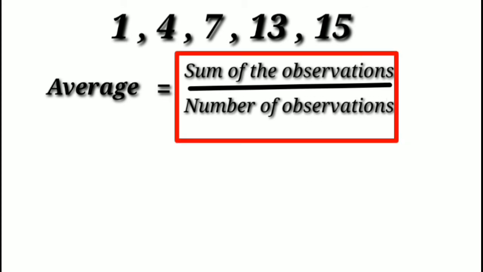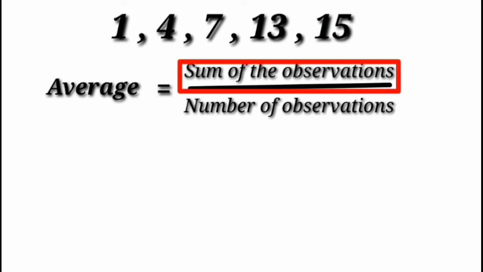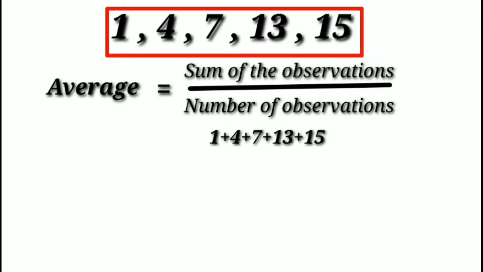That's how simple it is to find the average. Look at the numerator first. Sum of observations means sum of these observations: 1 plus 4 plus 7 plus 13 plus 15.